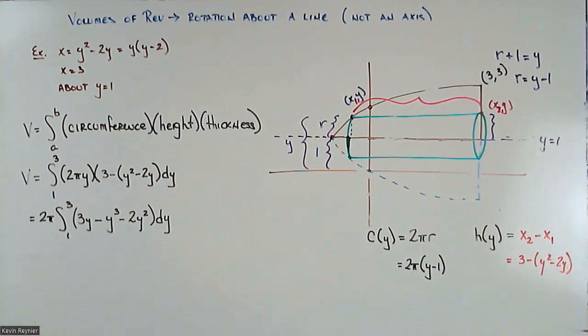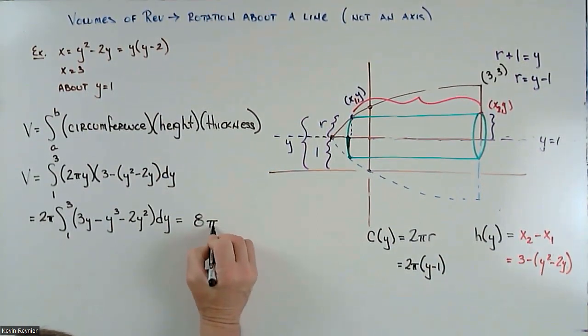I'm not going to go through the algebra. I've done 2 integrals for you. This video is not about integration. This video is about the process. The answer to this, if you do it, is 8 pi. So you should be able to integrate that, plug in the 1, plug in the 3, multiply by 2 pi, and you should get 8 pi.